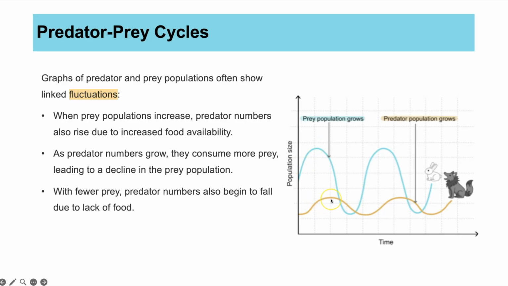But because the wolf population's increased, that means more rabbits are going to get eaten, so their population decreases. That then means the wolf population will decrease because there's fewer rabbits, and so on and so on. So you see this repeated and predictable pattern that when the prey population increases, predator number also does, and then vice versa, it will then decrease, and it constantly fluctuates like this.